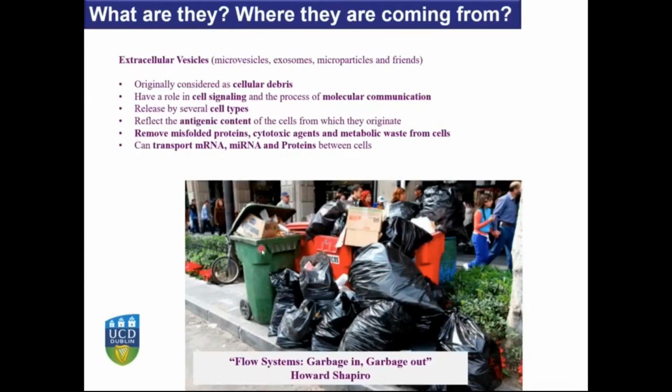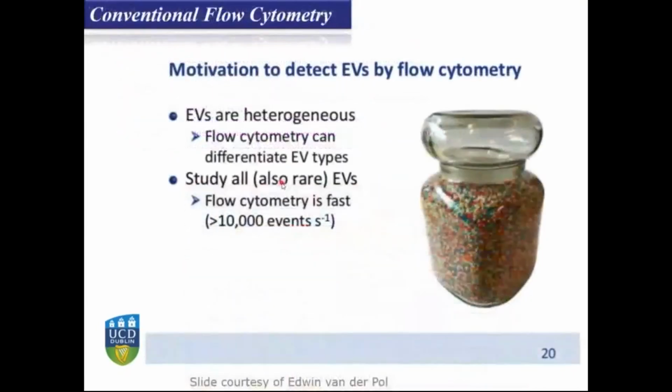For instance, we can know what the neighbors are eating, what their regular diet is, if they're drinking Coke or Pepsi, or if they prefer to eat pizza or handmade food. You can get very useful information by looking at that garbage. And that's what we are doing at the moment, and different groups are working on EVs, looking at the garbage to identify biomarkers for different diseases.